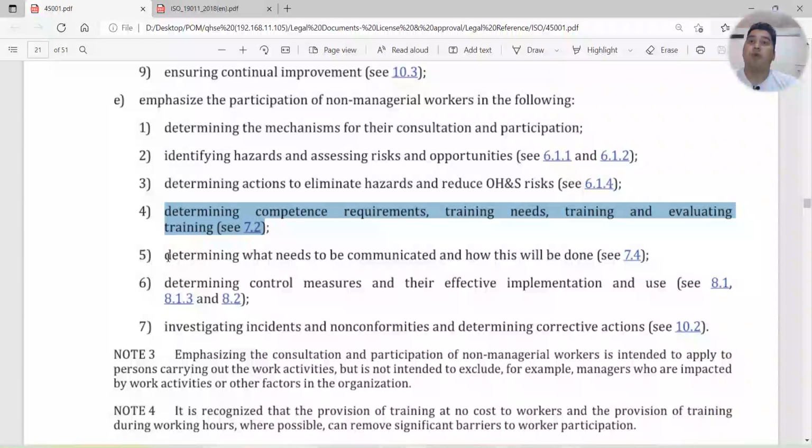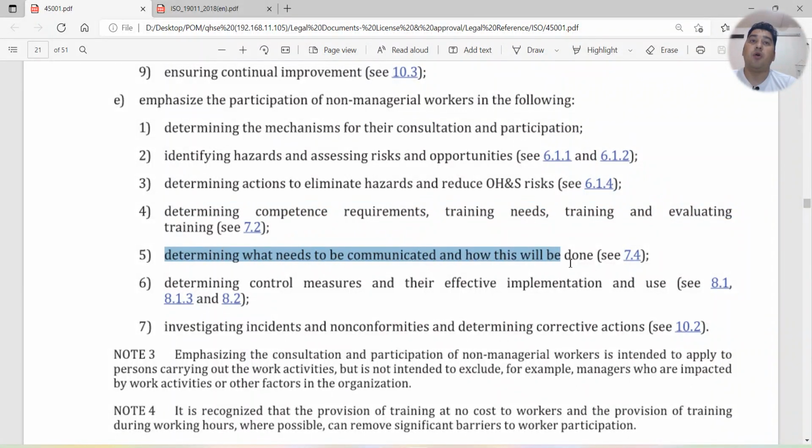Then we have determining what needs to be communicated and how it will be done. For the communication, we have the specific clause 7.4, clause number 7.4. It will tell you what needs to be communicated, how it's going to be communicated, and when it needs to be communicated. So all these requirements will be there.